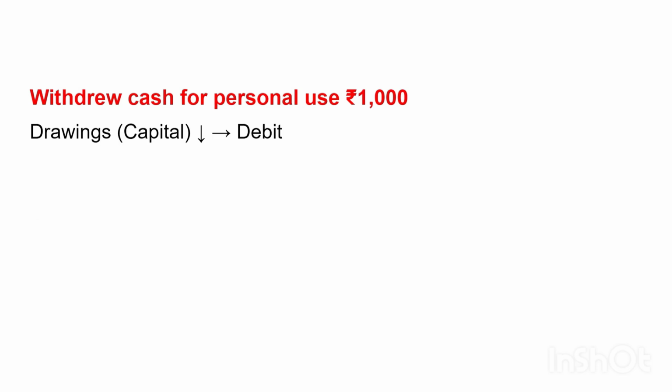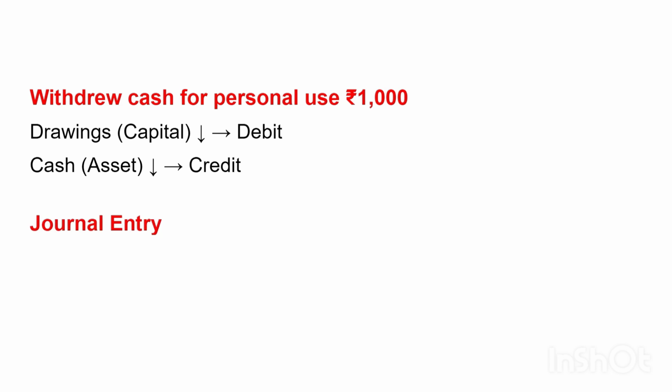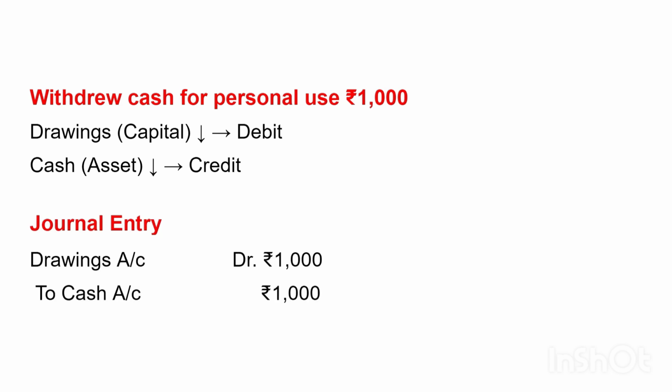Withdrew cash for personal use rupees 1,000. Drawings: it is capital and capital decreases when there are drawings by the owner, so it is debit. Cash is an asset and it decreases, so it is credit. Journal entry: drawings account debit rupees 1,000 to cash account rupees 1,000. Narration: being withdrew cash for personal use.